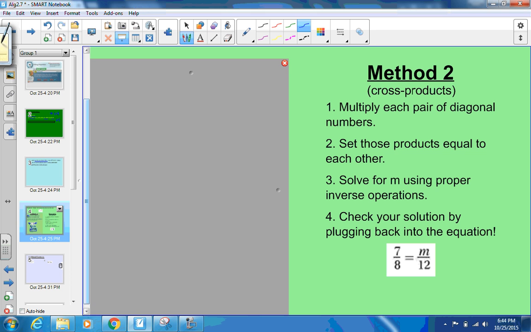That's called cross products, and this is probably what you're also familiar with. The cross products method says to multiply each pair of diagonal numbers. So we have diagonally 8 and m, and we have 7 and 12. We're going to do 8 times m, and 7 times 12.